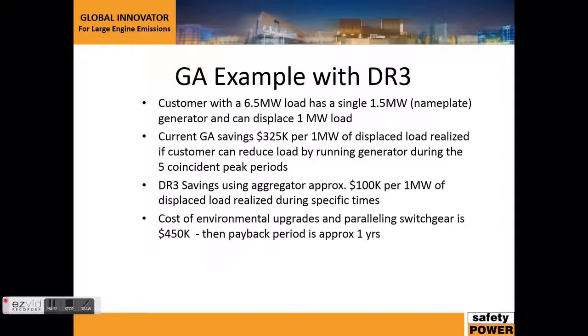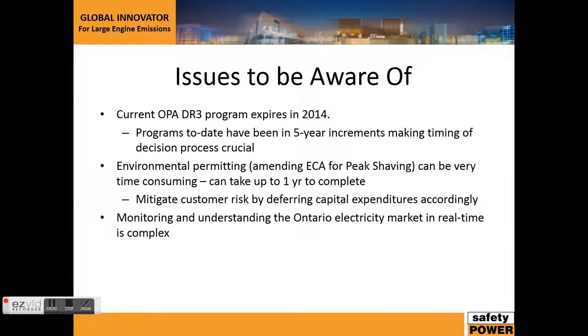So just updating our previous example, what this does is it adds an extra $100,000 to the mix. So instead of the $325,000, we're now at $425,000. And this basically brings our payback to a little over a year. So $425,000 is the potential savings, and $450,000 is the approximate upgrade costs.